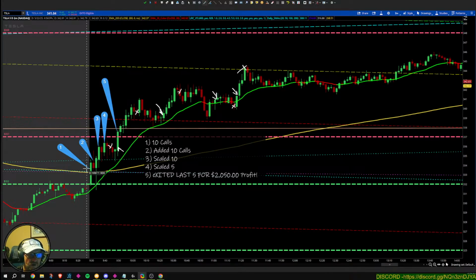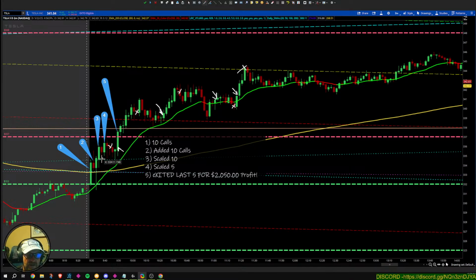So I got in 10 calls right here. I added 10 calls when this pulled back. So I got it down low. I got it actually right here. When it pulled back and started going back up, I added 10. I do that a lot. I call that out in the group. I let the group know, hey, I'm adding here. I scaled out kind of quick. This was a pretty good push, and I locked in a good amount of profit on this.